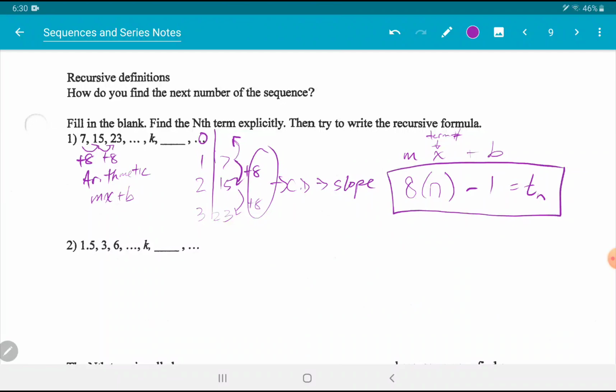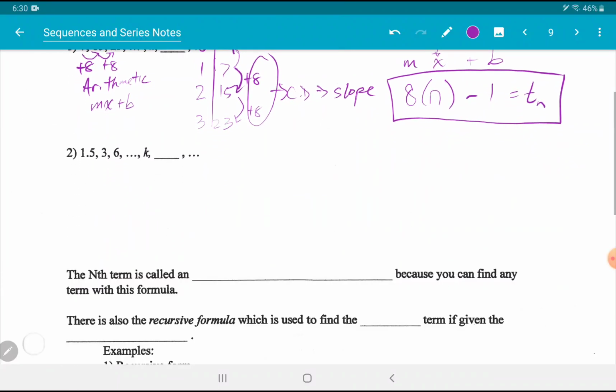Okay, let's take a look at number 2. Do the same exact idea here. In looking at this pattern, we have 3 terms: 1.5, 3, and then 6. Now, how do we go from term to term? It looks like from 3 to 6 we're definitely multiplying by 2, right? It looks like every time we're multiplying by 2.